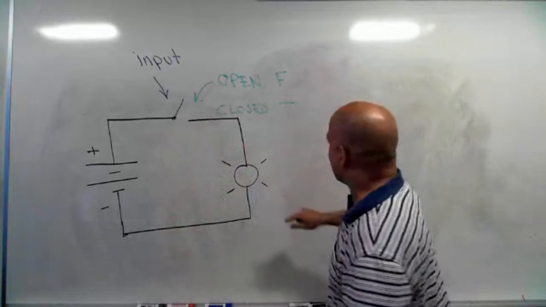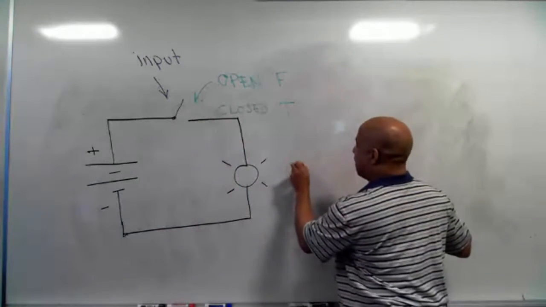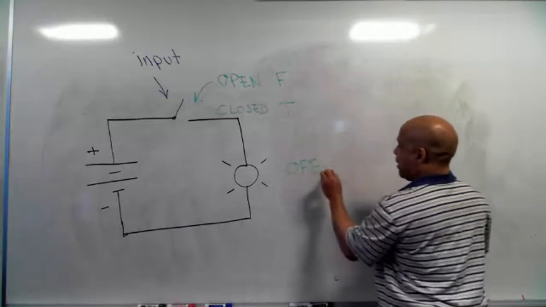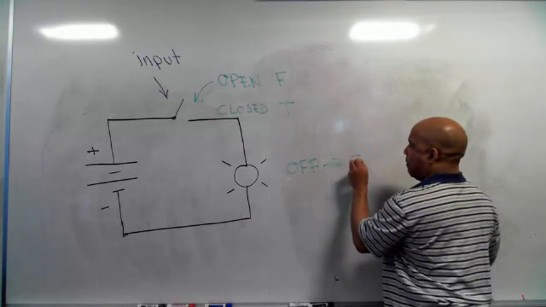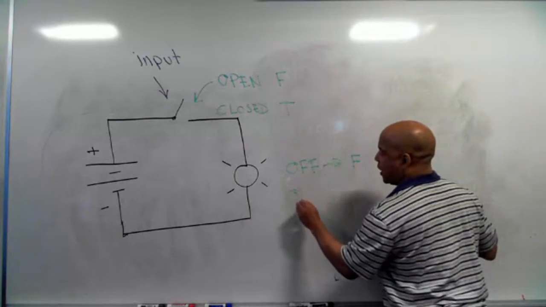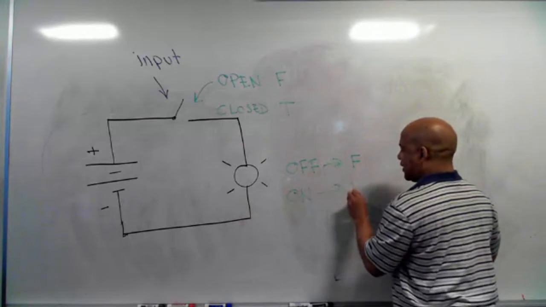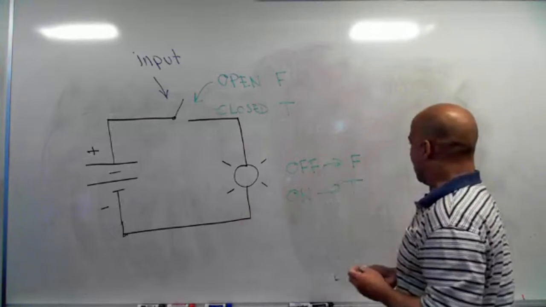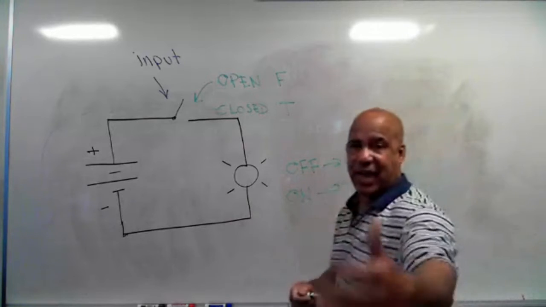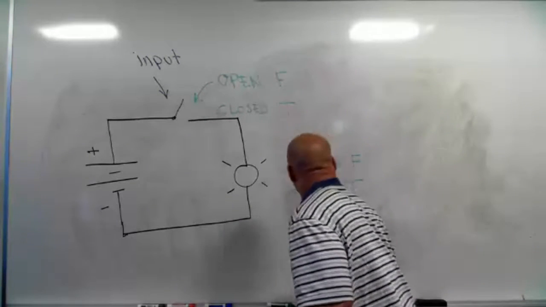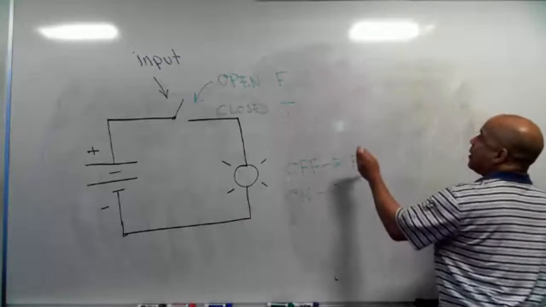And then the light bulb. If this light bulb is off, then we're going to say that the state of the bulb, or the output, is false. If the light bulb or device is on, we're going to say the state of the device is true. And if I do it that way, then I can make this table. Now this table is really, really important.